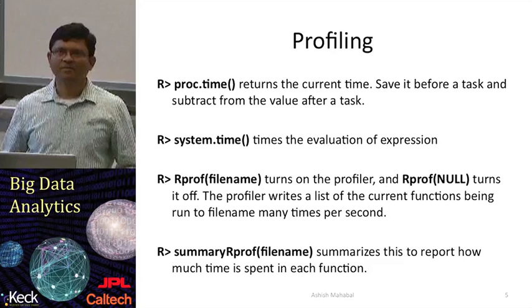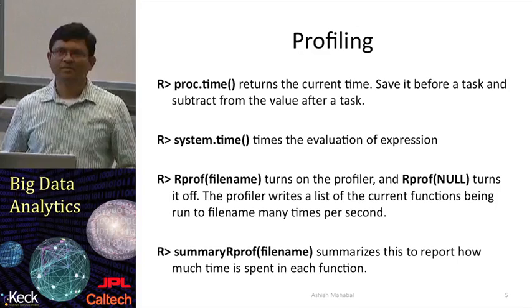So proc.time is an interesting command that tells you about just the current time. So a way to do that would be simply run it at the start of the program, then run your program, and run the command again. And the difference between the two times is going to tell you how much time has elapsed during the program. So that is a simple way to do things.